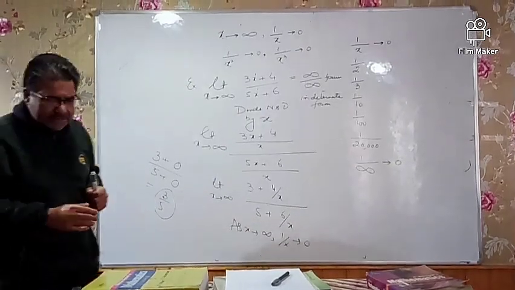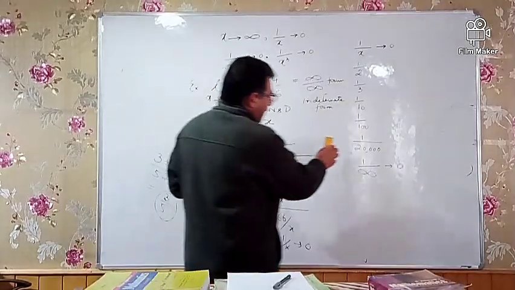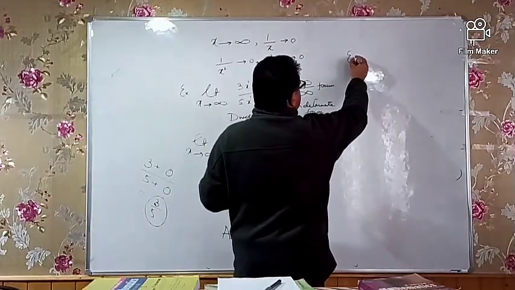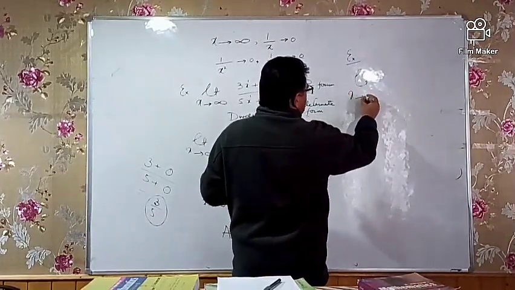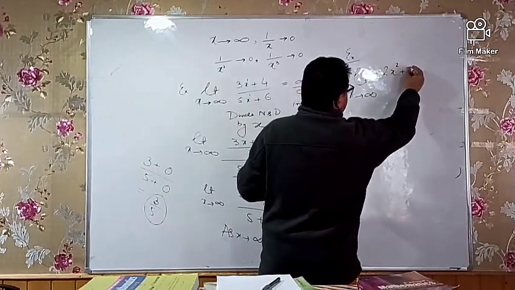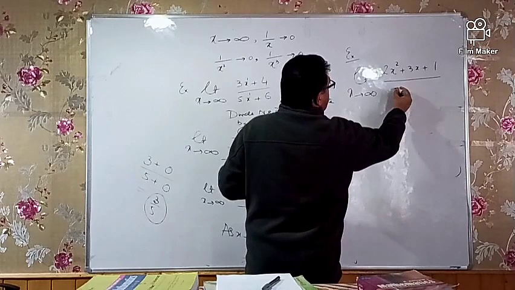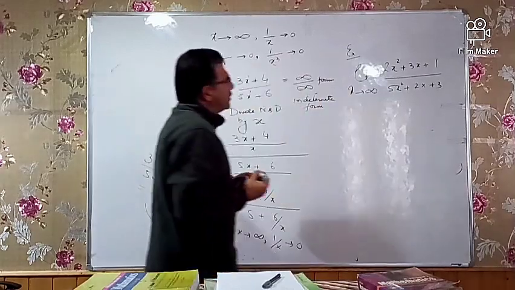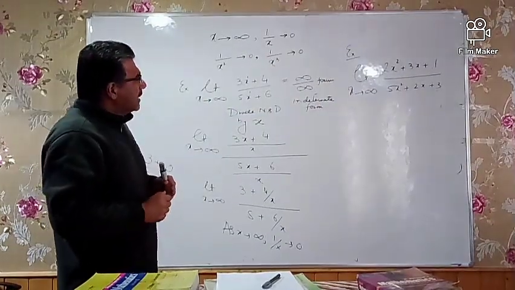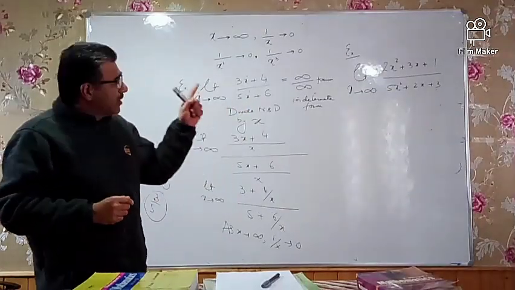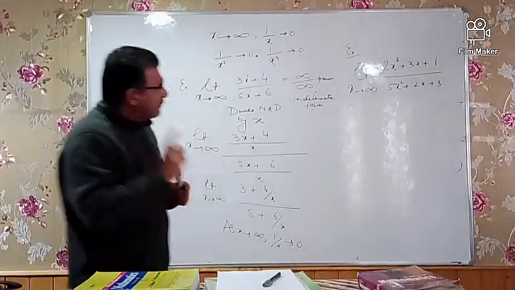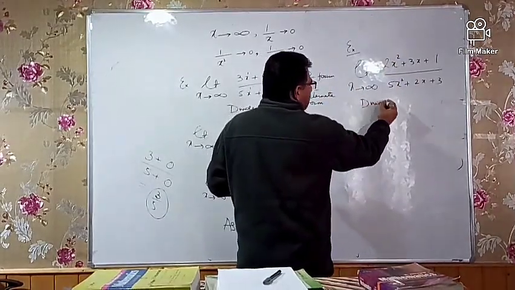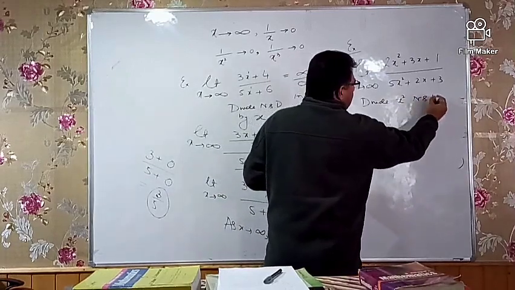I'll take one more example, a slightly different example. Example: limit x tends to infinity, twice x square plus 3x plus 1 upon 5x square plus 2x plus 3. Suppose I have a question like this. Now check, what is the degree in the numerator? It is 2, the highest degree. And the denominator is also 2. So you divide numerator and denominator by x square.